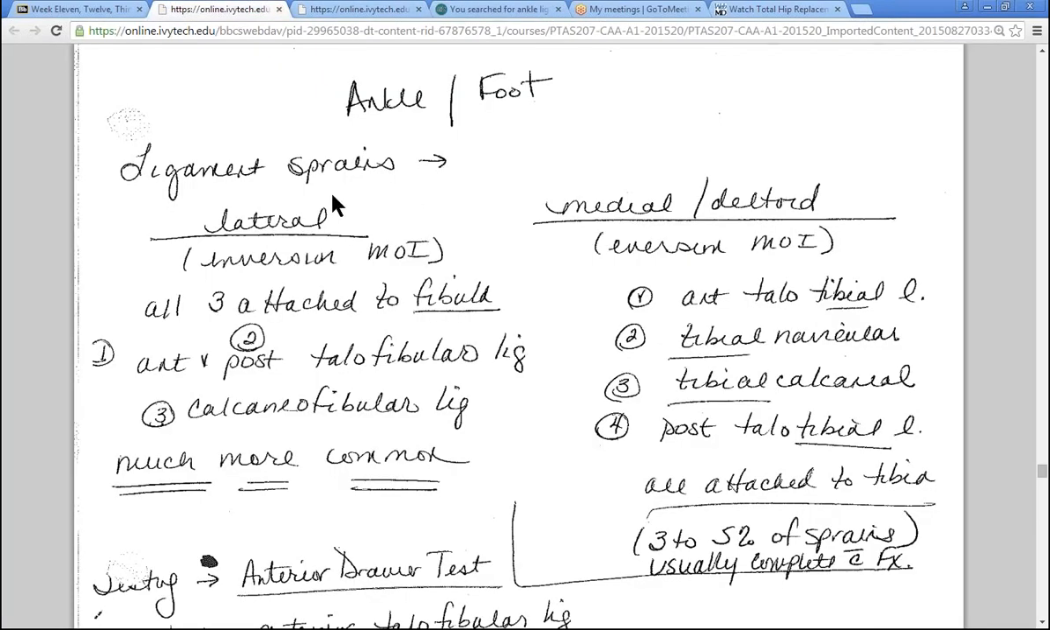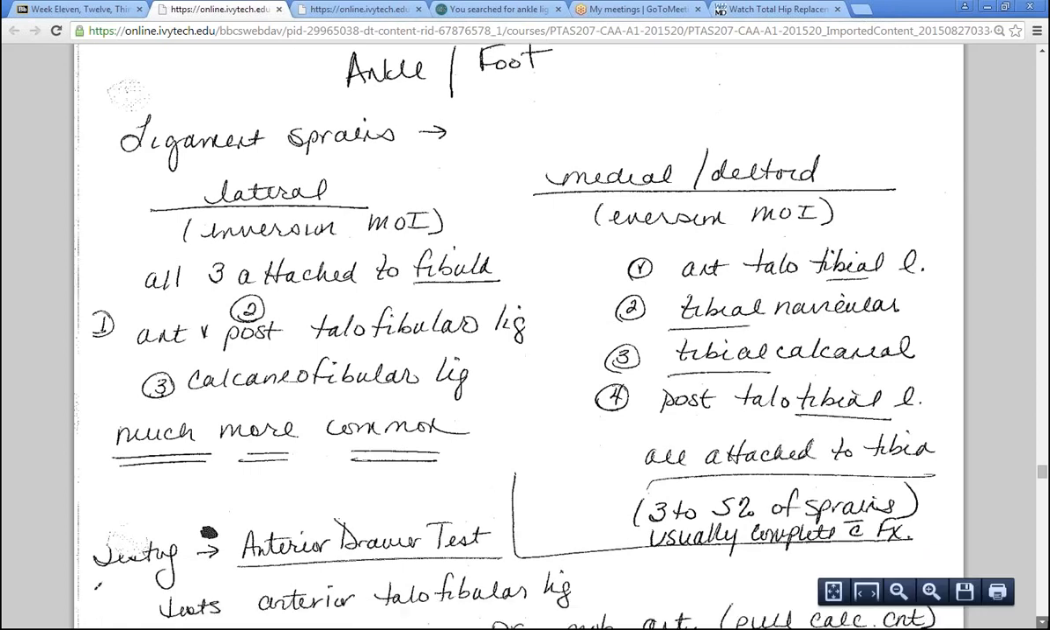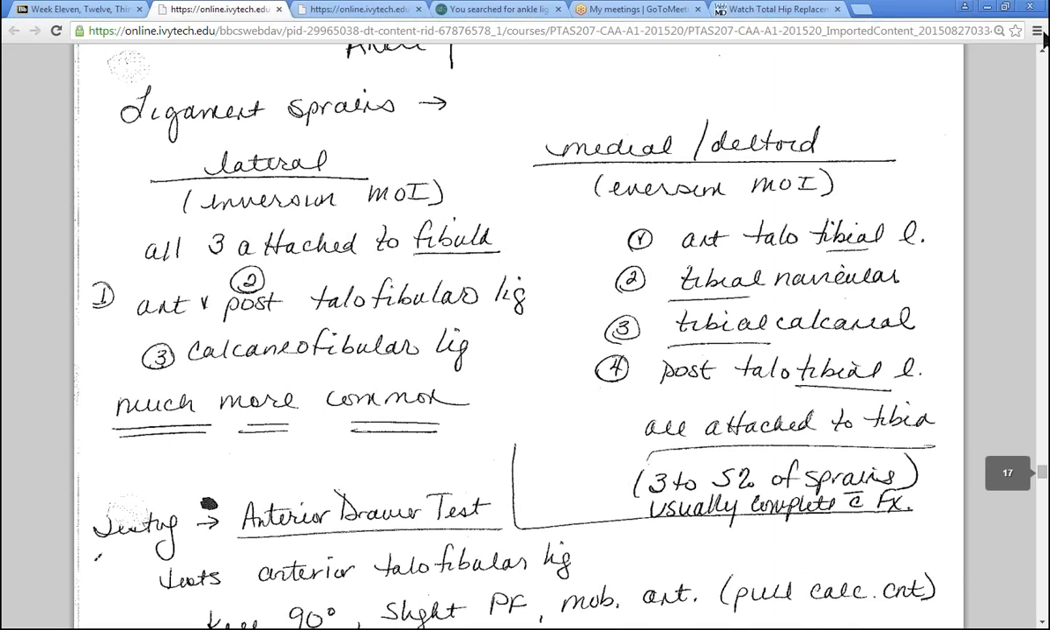Okay, so ligament sprains. For a lateral ligament sprain, the MOI, or mechanism of injury, is inversion. For the medial or deltoid ligament sprains, the mechanism of injury is eversion. Now, the challenge with these diagnoses is, I have to change my screen available to you guys.